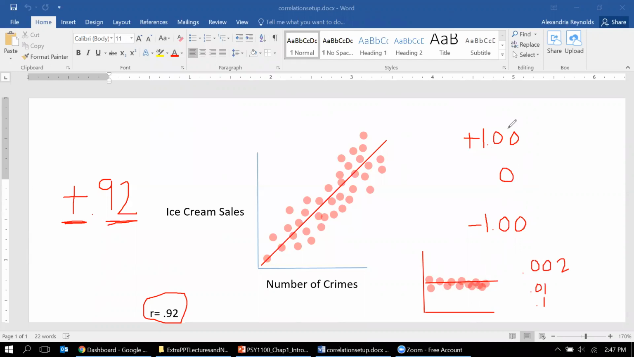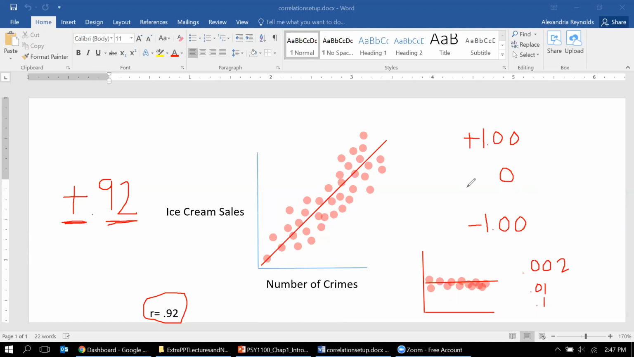The closer you get to 1, you can't go over, but the closer you get to 1, either positive 1 or negative 1, the stronger the relationship. Okay? So this tells us direction, positive or negative. This number tells us how strong it is. Because 0.92 is so close to 1, we see this as a very, very strong relationship. So this would be a strong, positive relationship.